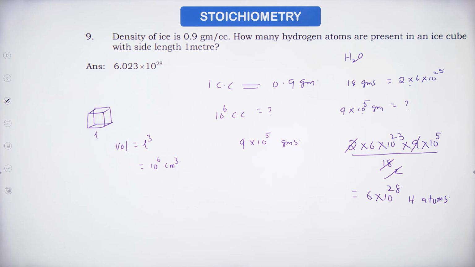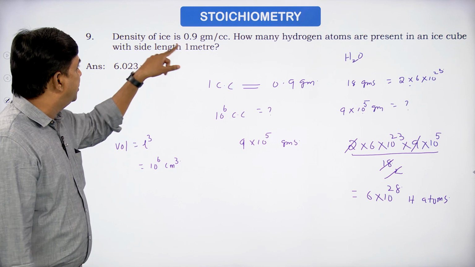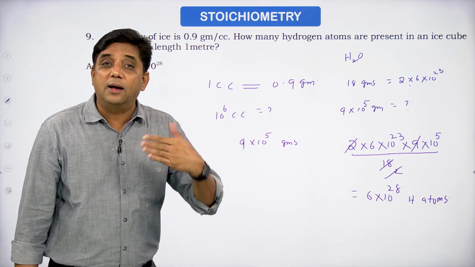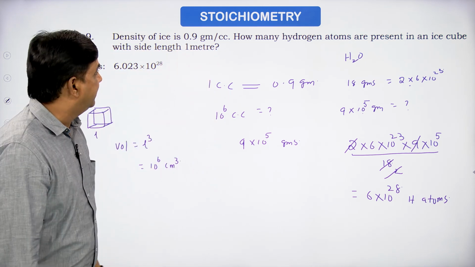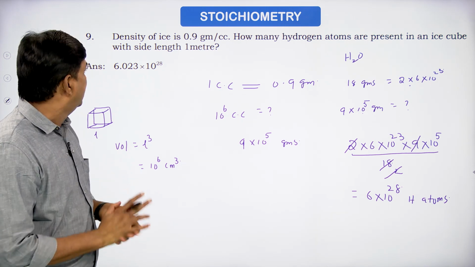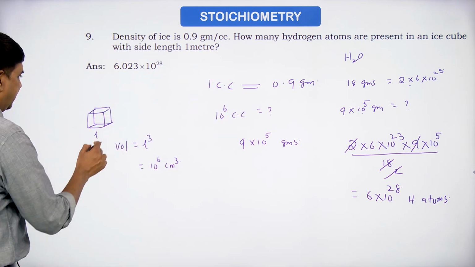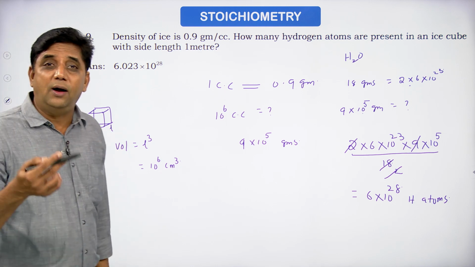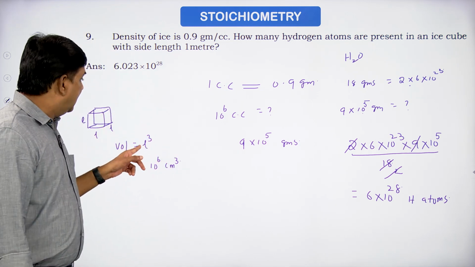Right, students, this is how this problem should be done. The density of the ice is given, that is 0.9 gram per cc, so 1 cc mass is 0.9 grams according to the information given here. How many hydrogen atoms are present in an ice cube with a side length of 1 meter? So this is the ice cube, and here it is L and this is L. 1 meter is equal to 100 centimeters. In case of a cube, volume is equal to L cube. L value is how much?